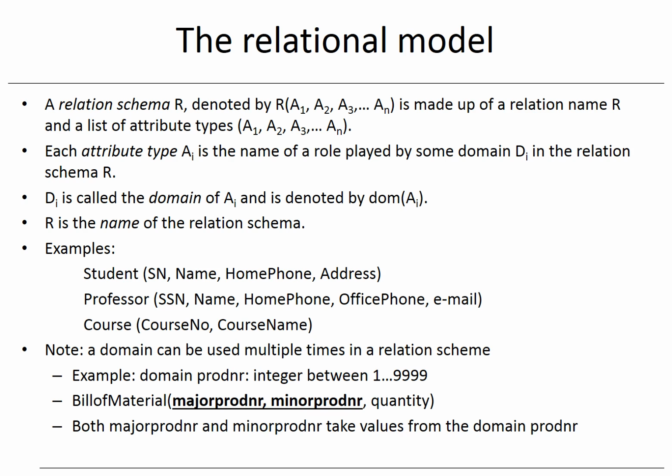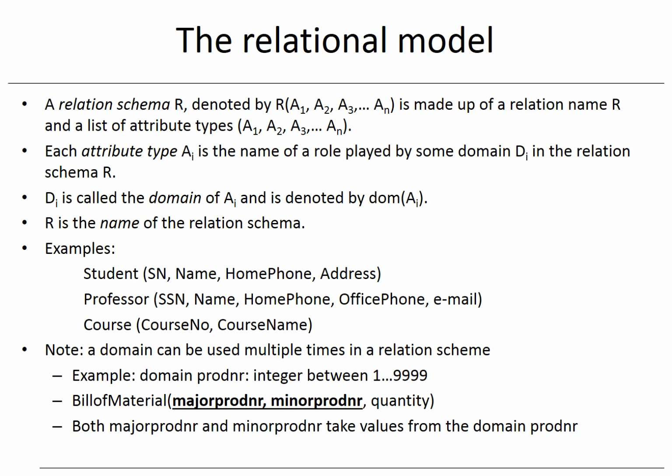Here you can see some examples. A relation student with attribute types student number, name, home phone, and address. A relation professor with attribute types social security number, name, home phone, office phone, and email. A relation course with attribute types course number and course name.